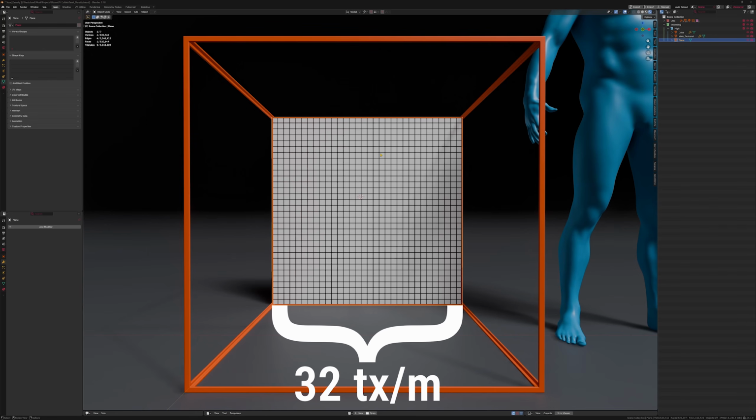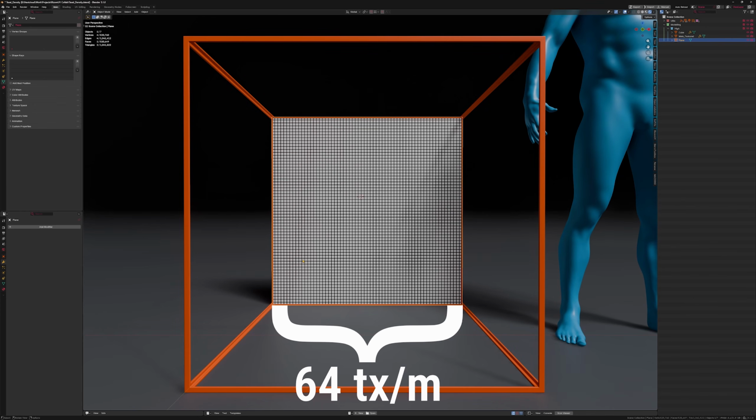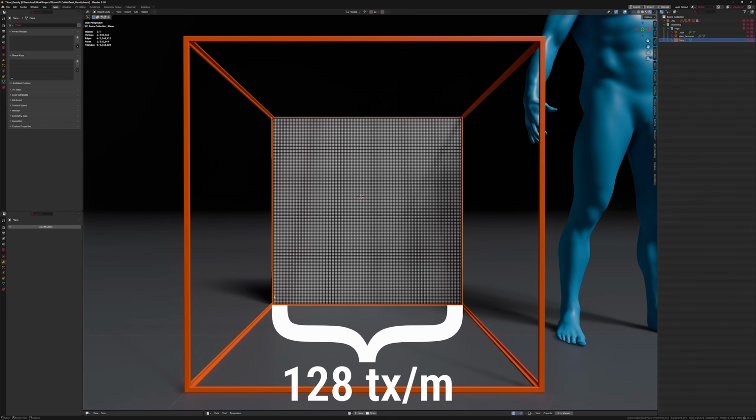Now that we know that this plane is 32 texels per meter, what happens if we increase the texture resolution? If we go from 32 by 32, for example, to 64 by 64, we will actually get 64 texels per meter. If we go to 128, we get exactly that. So the rule is that if we double the texture resolution, the texel density also doubles.